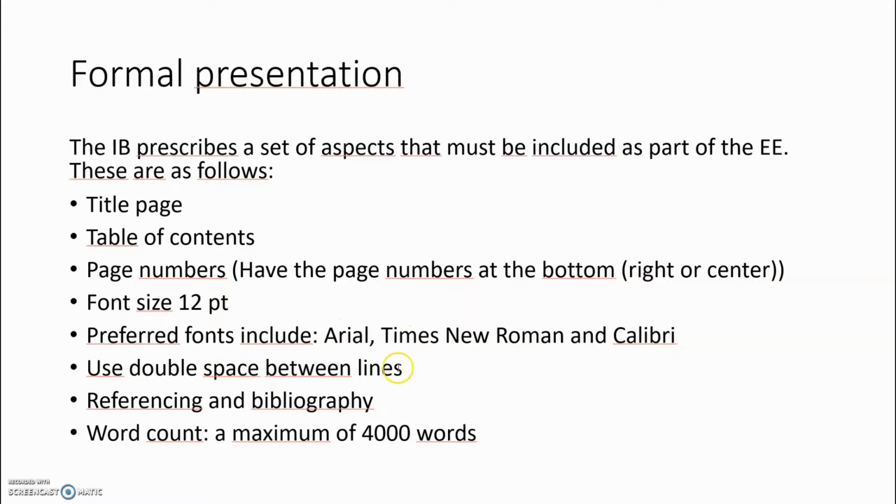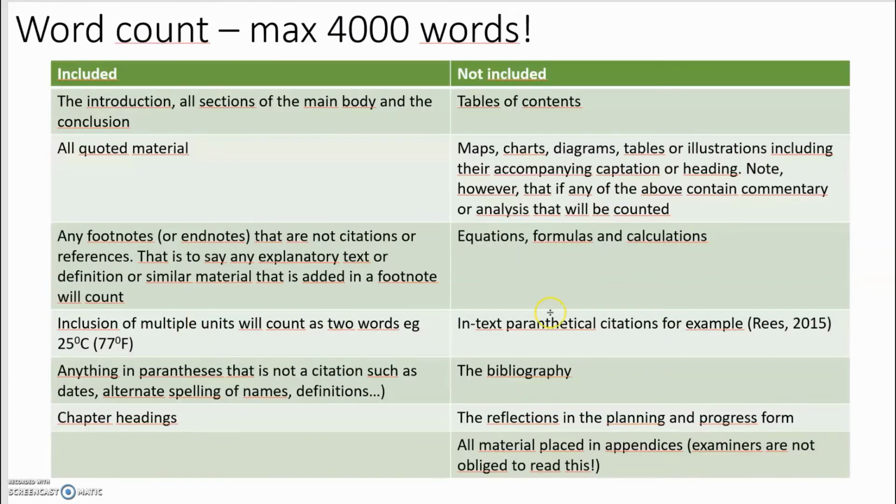You should use double space between your lines. You should use proper referencing. You should have a bibliography, and the word count of the extended essay is a maximum of 4,000 words. And how do you know what's included? Well, you do because there is this very nice table, and this can also be found in OneNote. So here it's described what is included and what is not included in the word count, right?